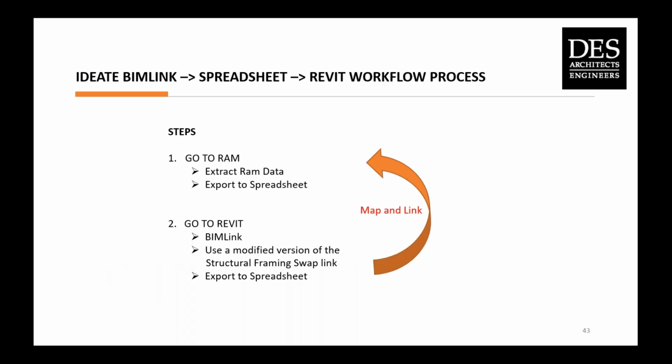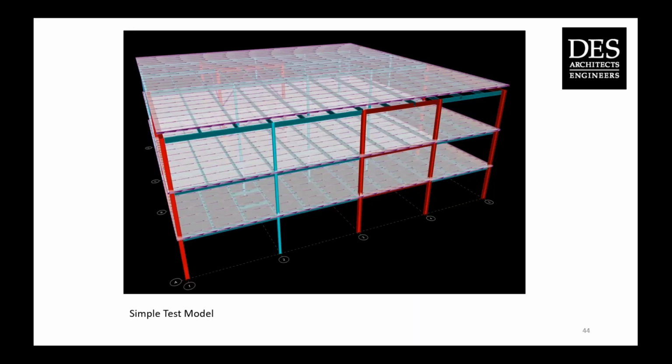So I'm going to take you through my workflow process. One, I go to RAM, which is the engineering software. I extract the RAM data and I export it to spreadsheet. Two, I go back to Revit, go to BIMlink, and I use a modified version of the structural framing swap link and export to spreadsheet. And then I map these two spreadsheets and get what I want.